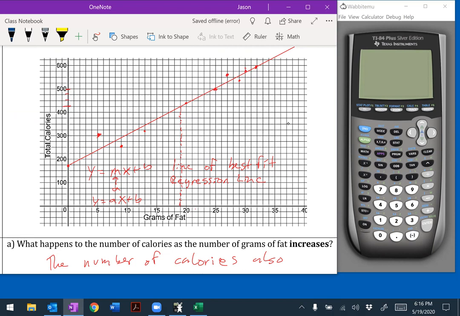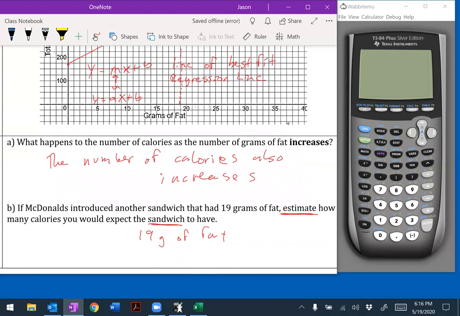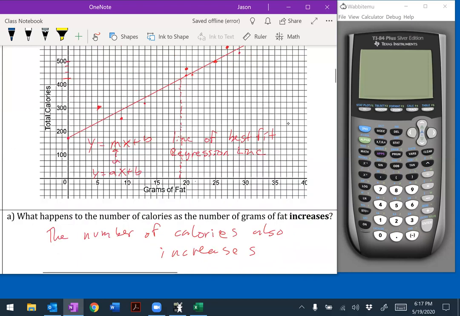This one should be a lot higher than that. No, that should be right there. It's fine. 20 was 440, not 420. Whatever. So we'd say, yeah, around maybe 425 calories. 19 grams of fat, around 425 calories. So something like that on that linear trend.